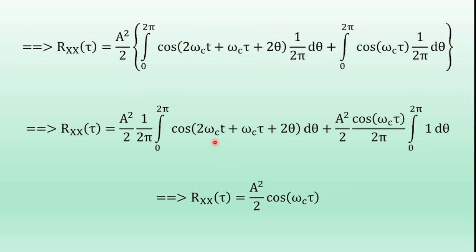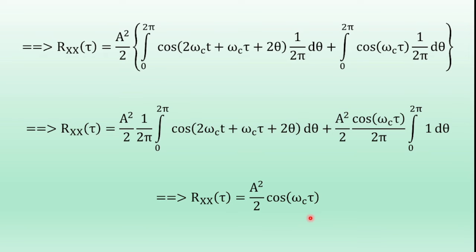The first integral term is 0, and the second integral term is the integral of 1 d theta, which is theta over 0 to 2 pi. After substituting the upper value and lower value of theta, we get 2 pi minus 0, that is 2 pi, and in the numerator and denominator 2 pi cancels. The final resultant value of the autocorrelation function is Rxx of tau equal to A square by 2 into cos of omega c tau.